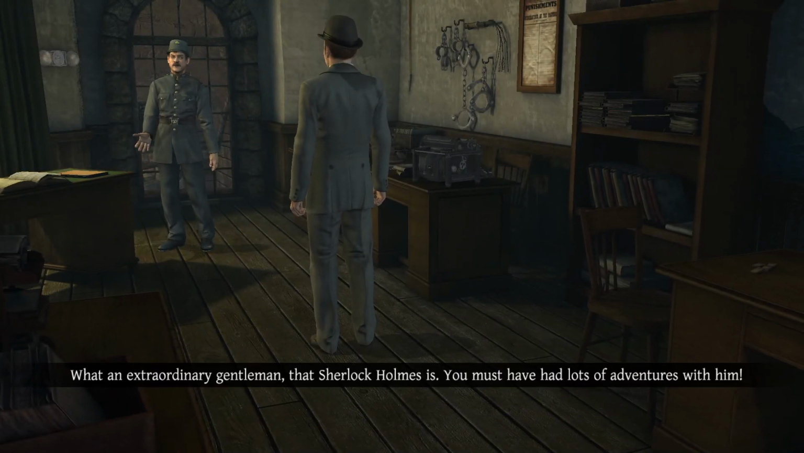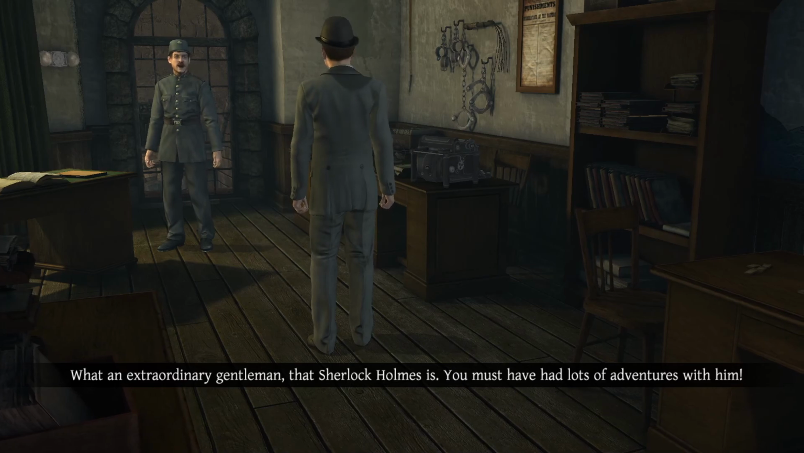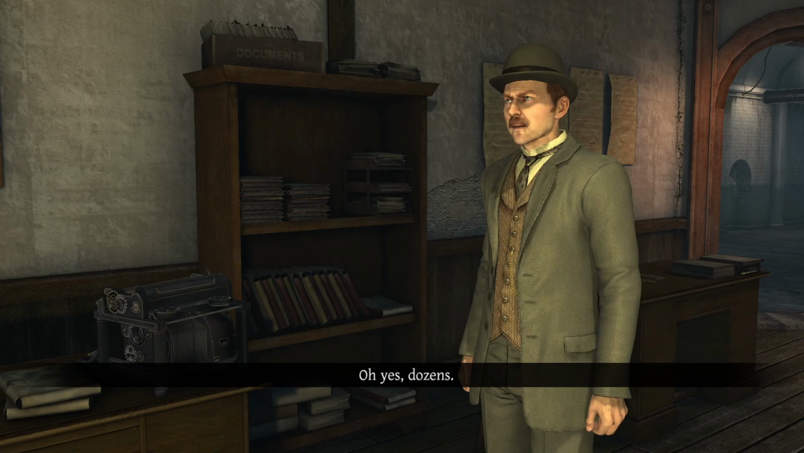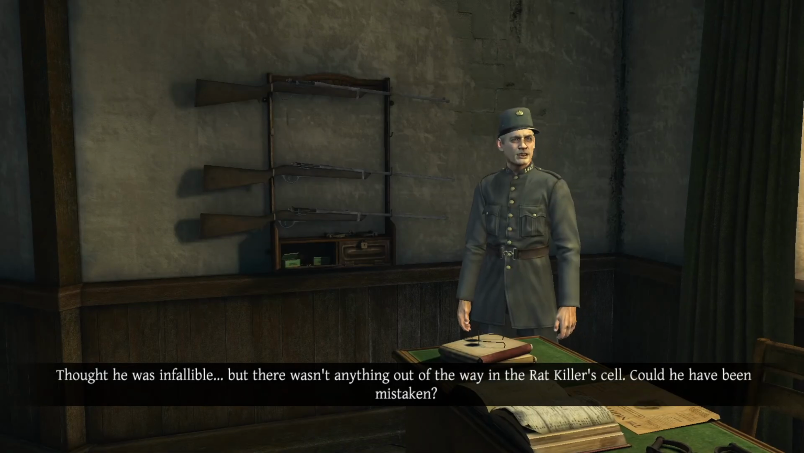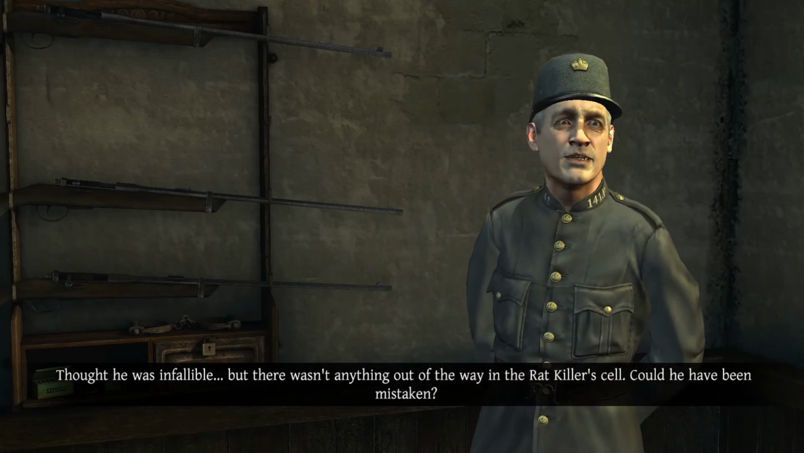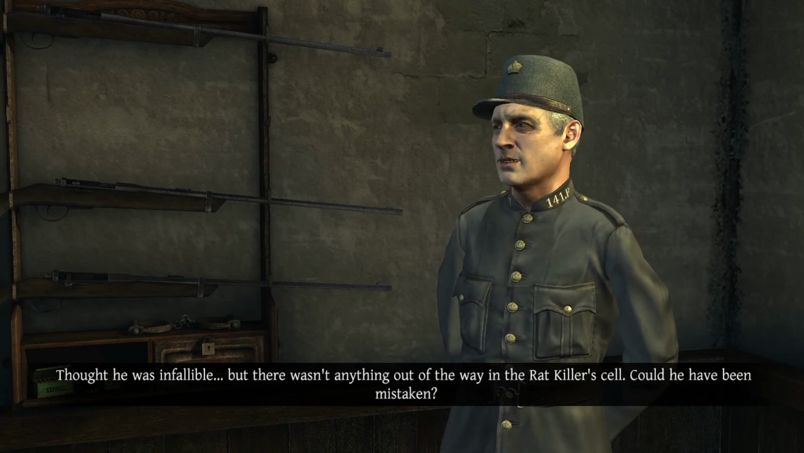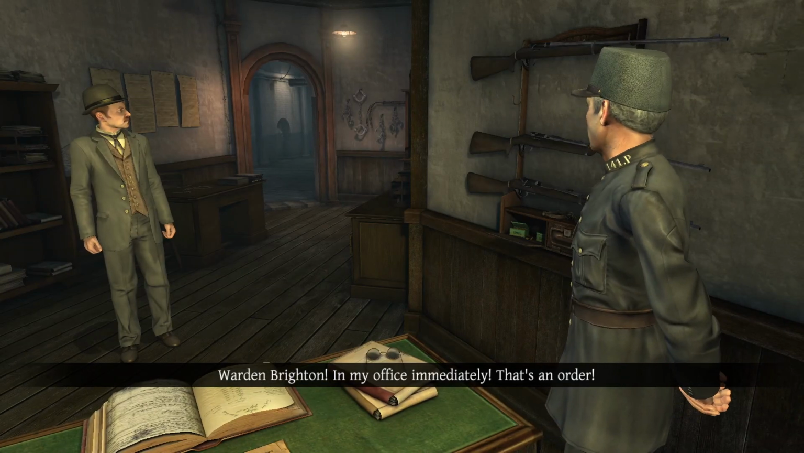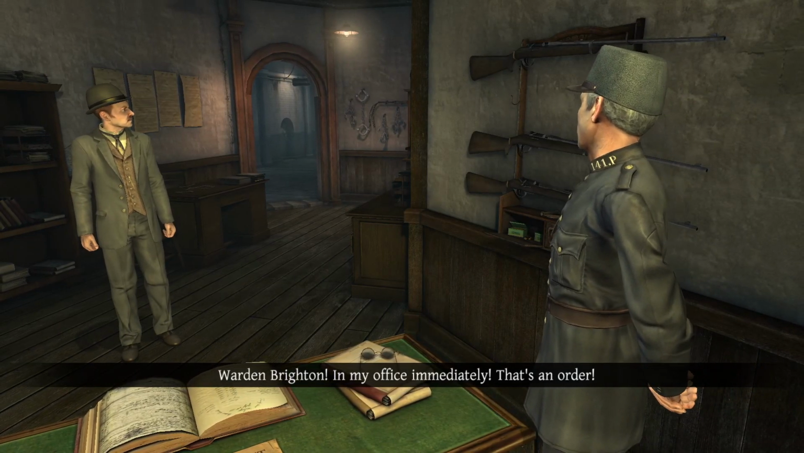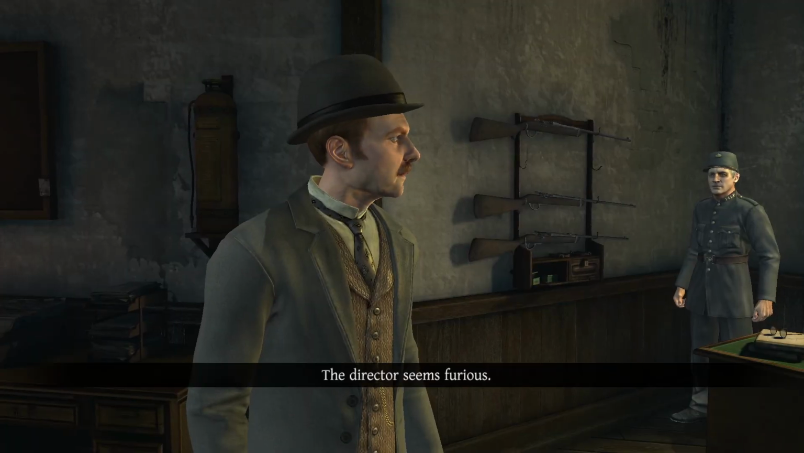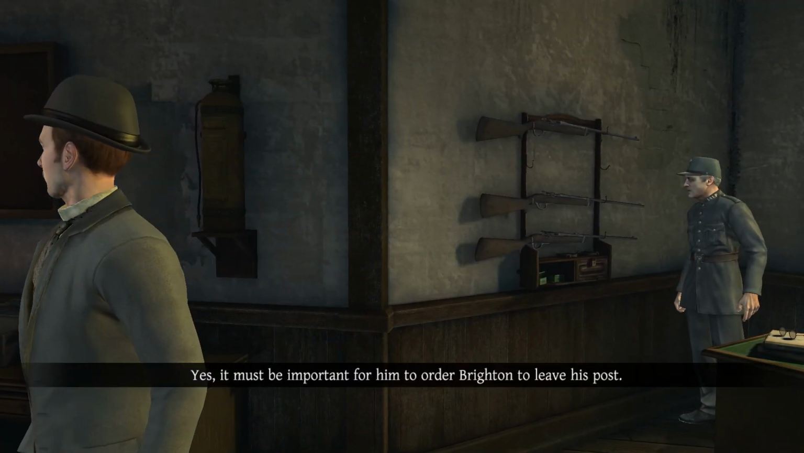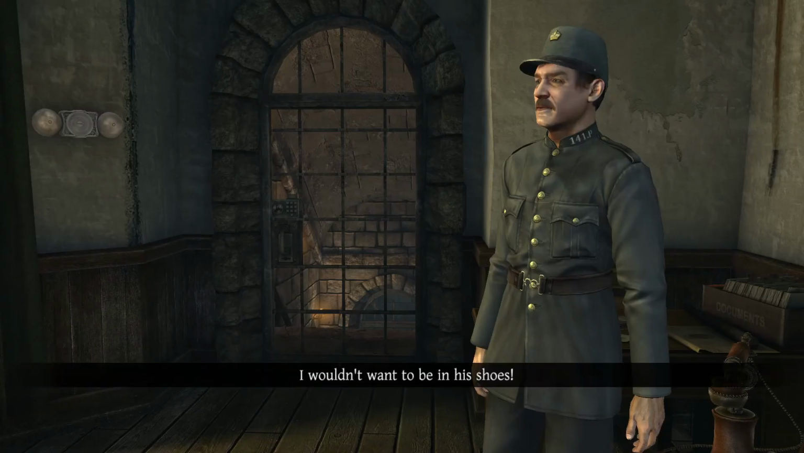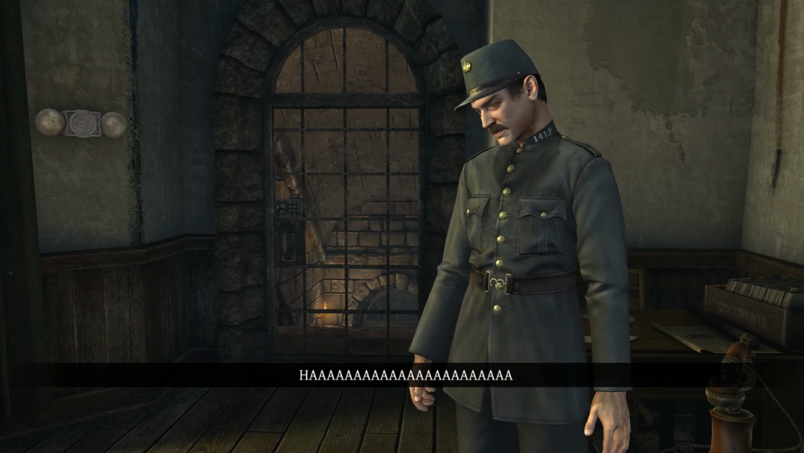What an extraordinary gentleman that Sherlock Holmes is. You must have had lots of adventures with him. Oh, yes. Dozens. I thought he was infallible. But there wasn't anything out of the way in the rat killer's cell. Could he have been mistaken? I must admit... Warden Brighton, in my office immediately. That's an order. The director seems furious. Yes. It must be important for him to order Brighton to leave his post. I wouldn't want to be in his shoes.